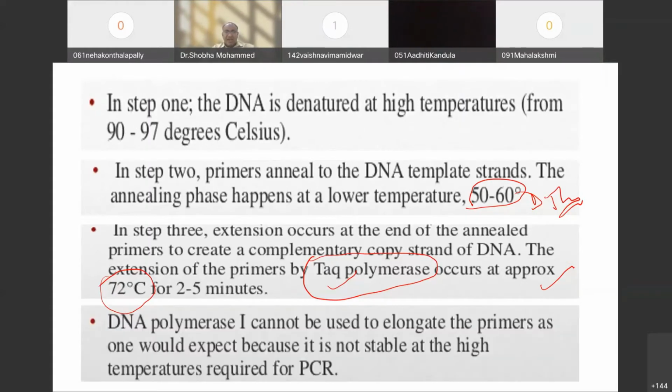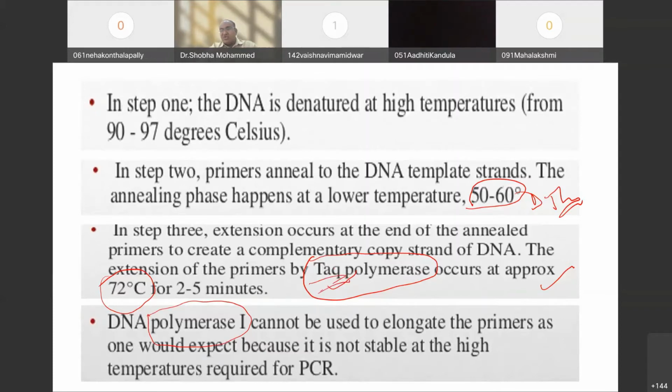So DNA polymerase 1 cannot be used to elongate the fibers. So for elongation of these primers, I use a polymerase. One would expect that DNA polymerase 1 is not stable at the high temperatures required for the PCR. So I'm not going to use DNA polymerase 1 here. I use the Taq polymerase.